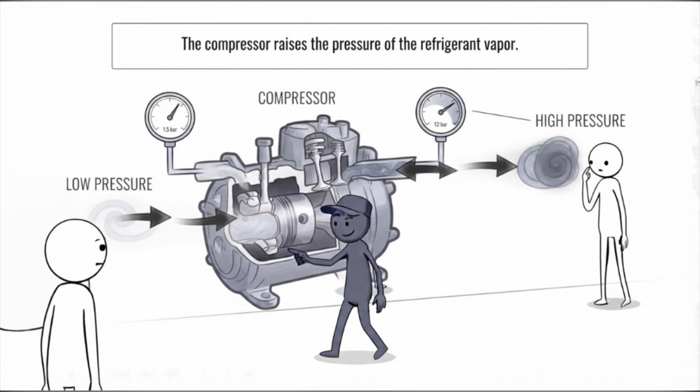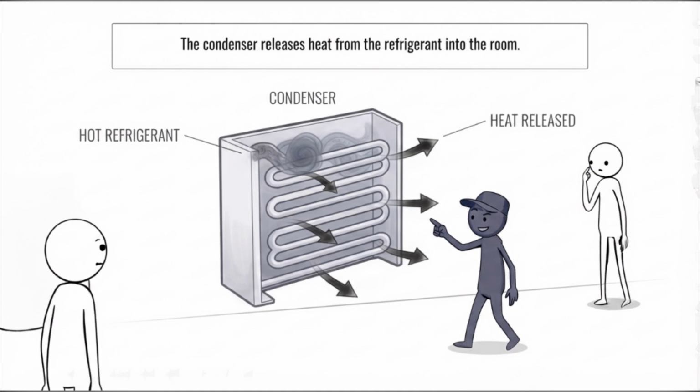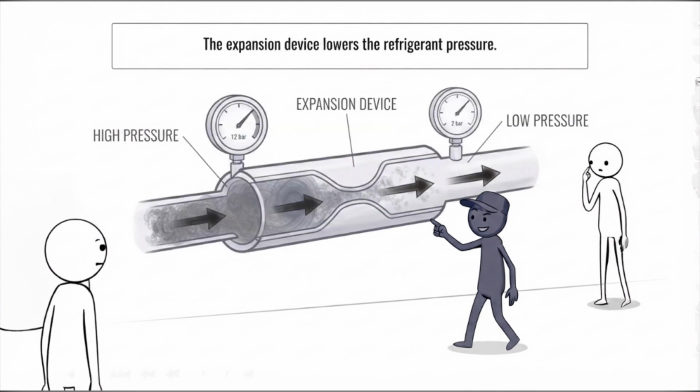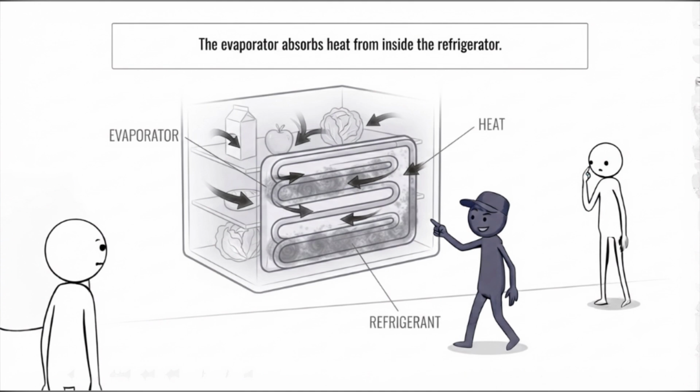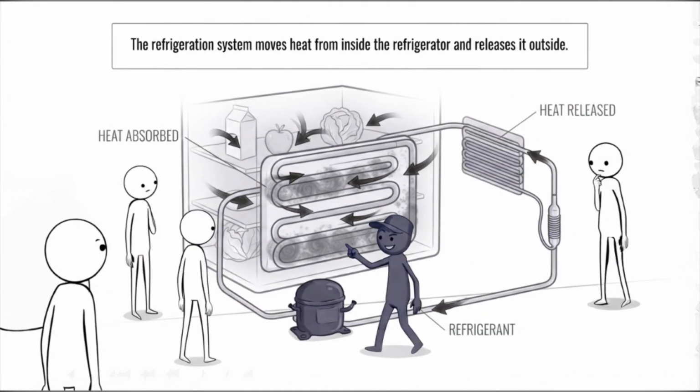The compressor then pulls the low-pressure refrigerant vapor back into the refrigeration cycle. The compressor compresses the vapor again. The refrigerant becomes hot and high pressure. It then travels through the condenser and releases heat into the room. After that, it passes through the expansion device. Its pressure drops. It becomes cold again. It enters the evaporator and absorbs more heat. Then the cycle repeats. This happens again and again while the refrigerator needs cooling.